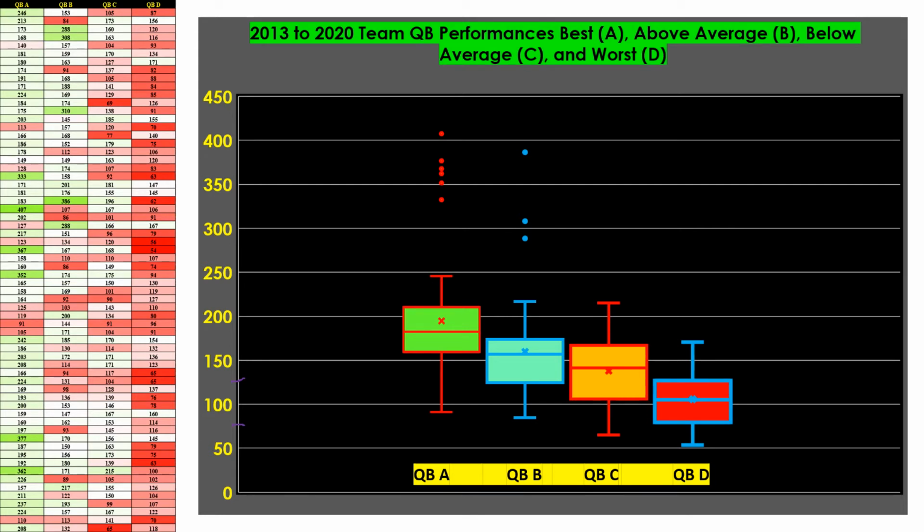I think that's leading the better teams. Okay, here's the averages. Here's the average here, the above average, this X, below average, and then the worst. And you see some outliers, and the big outliers are in the best and the above average. They're having some nice quarterback productions over the 7-year period. I think that's very intriguing.